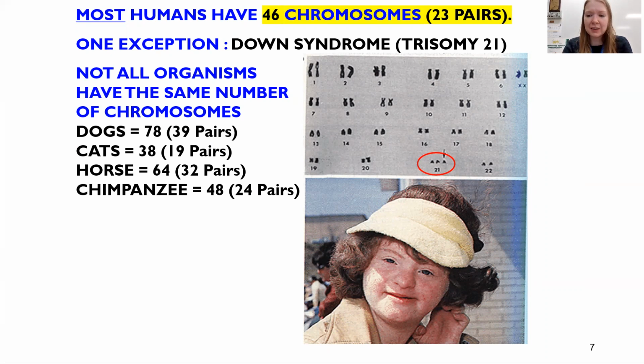And research indicates that the fusion of 2 ancestral chromosomes together is what made human chromosome number 2 from chimpanzees. And that's why we now have 23 pairs of chromosomes instead of 24, like our near ancestor.